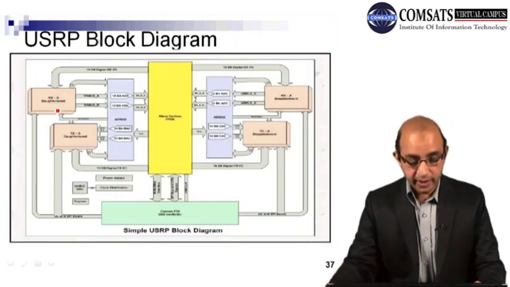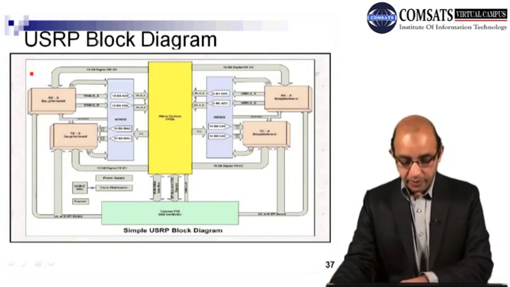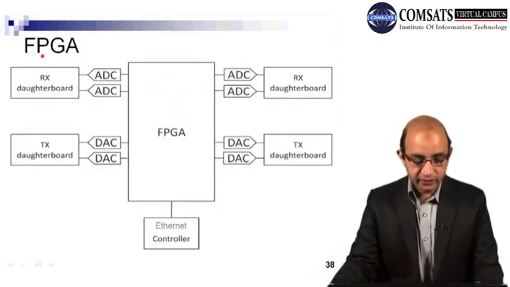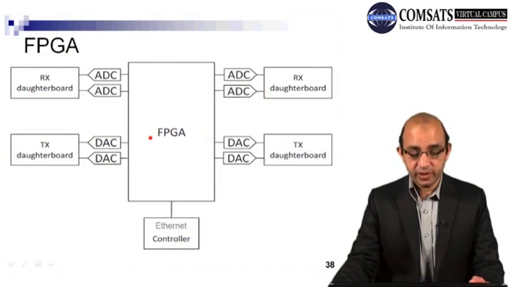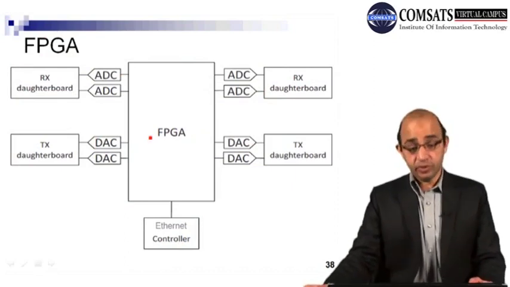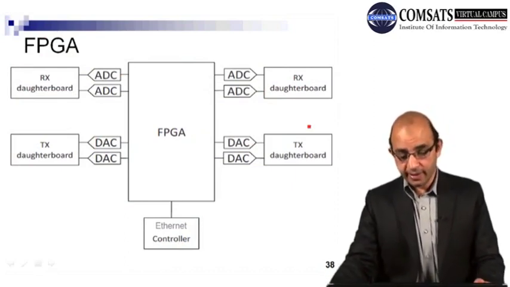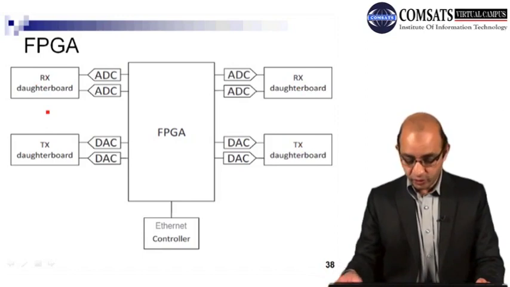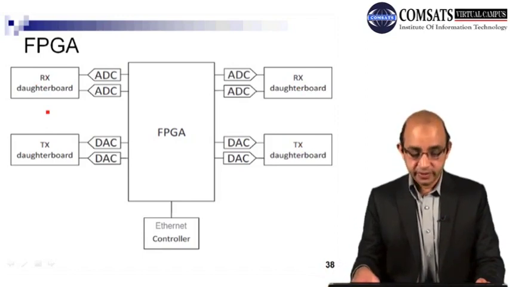So here is the block diagram of USRP, right? We will not go into details. Here we have the FPGA. You can see the FPGA Ethernet controller, that is providing encapsulation, right? And these are the data boards for receiving and transmission, right? And the daughter boards are the transceivers.